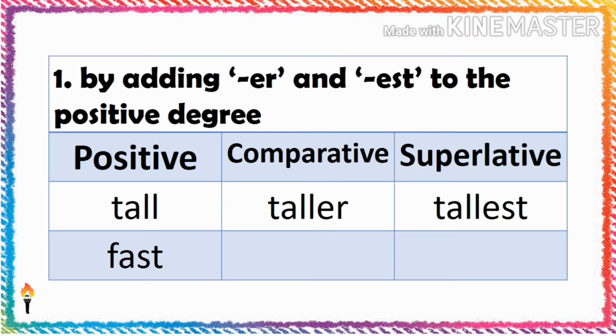The first rule is by adding ER and EST to the positive degree. To form the comparative degree of the positive degree tall, we add ER. So tall becomes taller, and in the superlative degree, tall becomes tallest. Fast, when we add ER, becomes faster in the comparative degree, and fastest in the superlative degree.